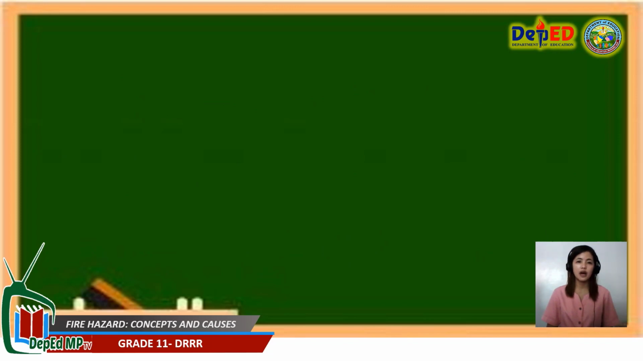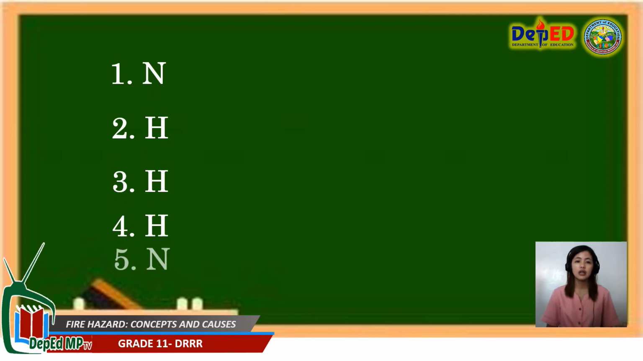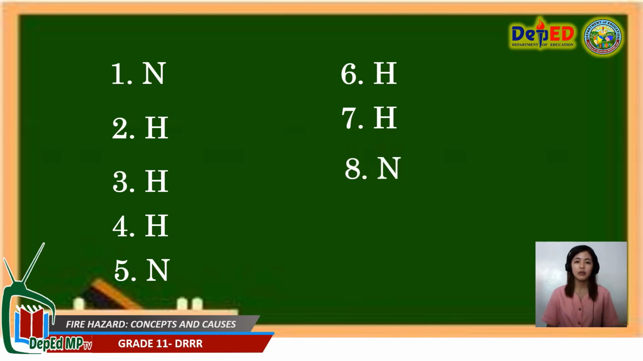Let's see if you answered the 10 items correctly. For number 1, N. Number 2, H. Number 3, H. Number 4, H. Number 5, N. Number 6, H. Number 7, H. Number 8, N. Number 9, H. And number 10, H.